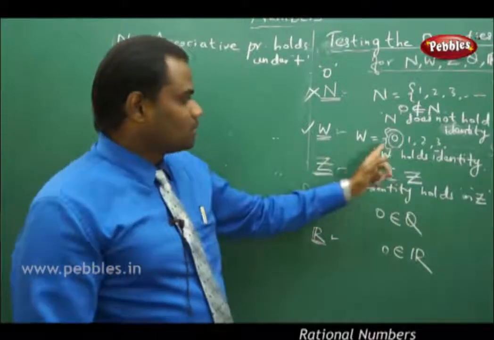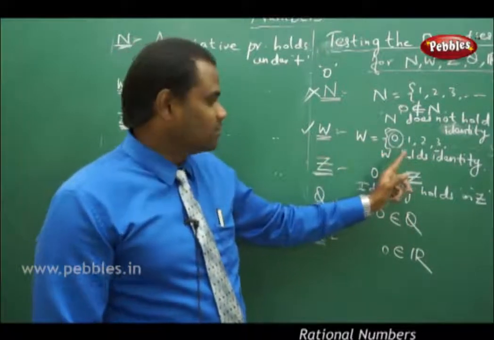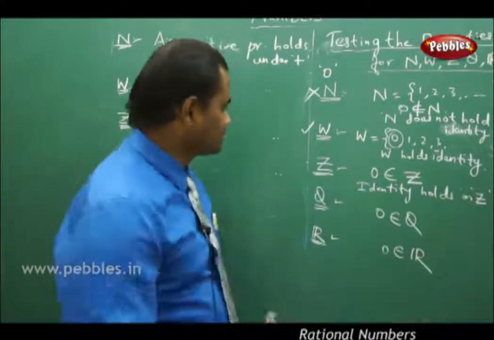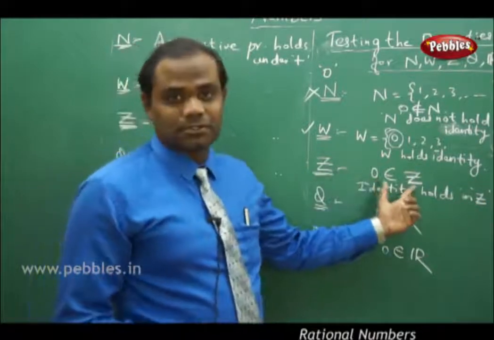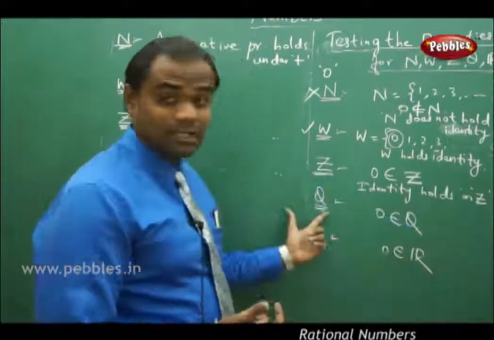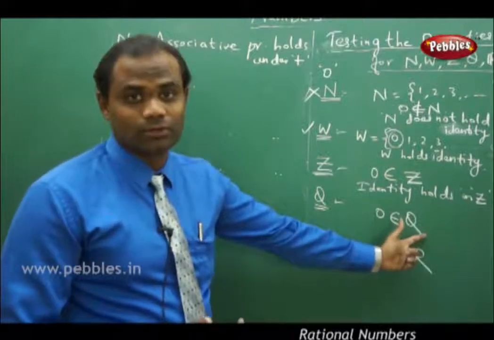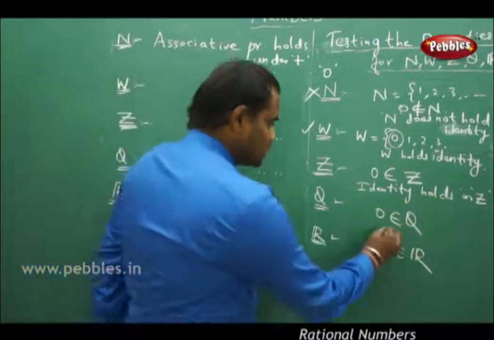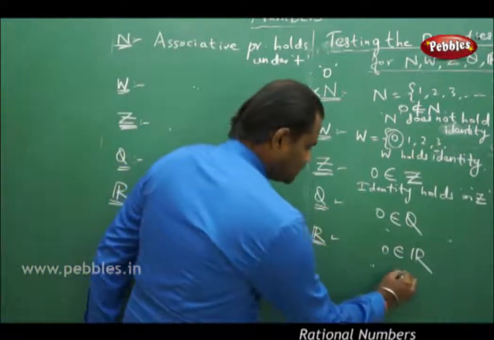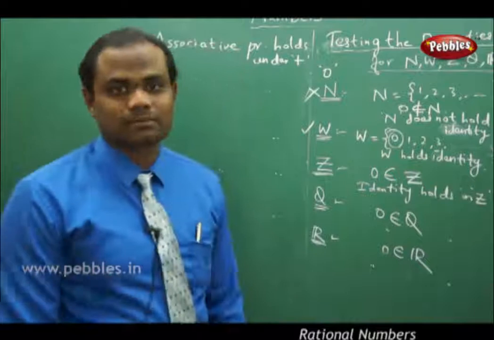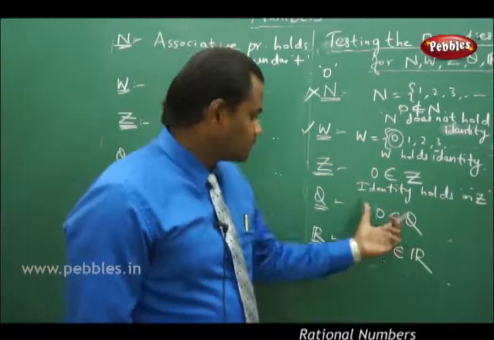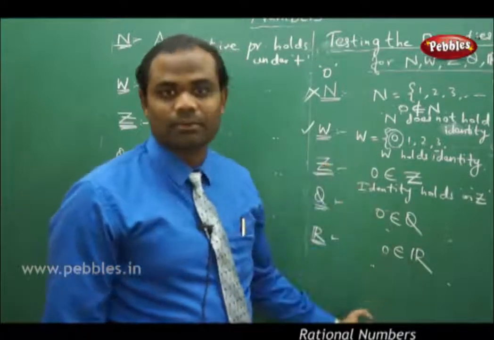Now, when I take the whole numbers, 0 is part of the whole numbers, therefore W holds identity, the identity element being 0. Even in the case of integers, 0 belongs to integers, therefore identity holds even in the set of integers. The same is the case of rational numbers, where 0 belongs to Q. So identity holds even in Q. And when I take the real numbers, yes, 0 belongs to R and identity holds in R. So this is how I understand the identity properties and the various sets holding the identity property.